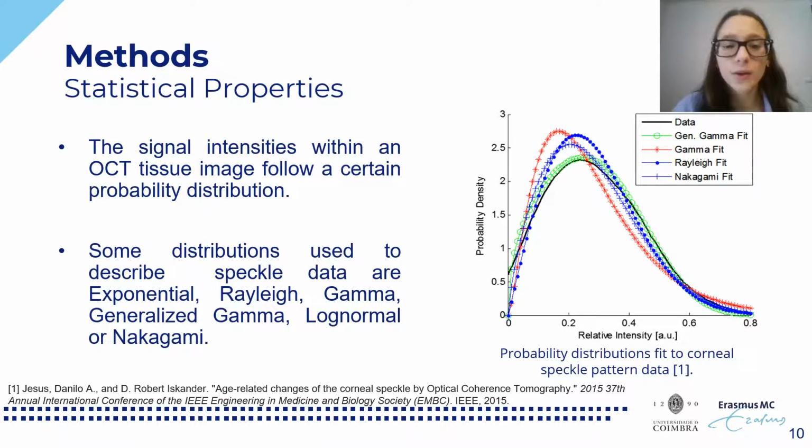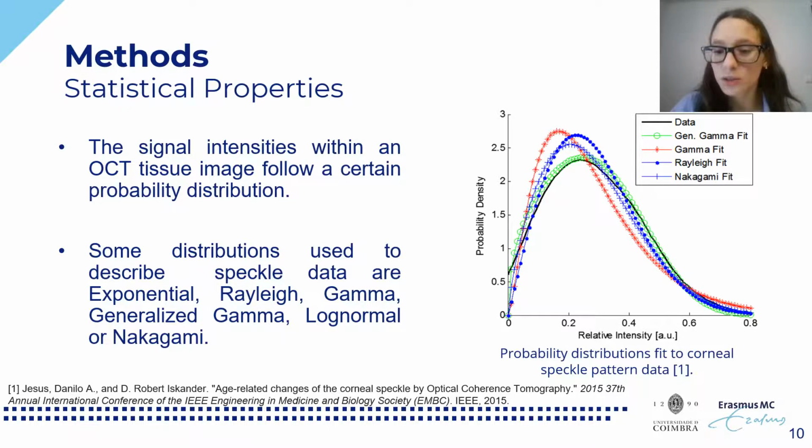Another very common and very popular method is analyzing the statistical properties of our image. Even though speckle formation is a random event, the signal intensities follow a certain probability distribution. Some examples of distributions that have been used to describe speckle data are the exponential, Rayleigh, gamma, generalized gamma, log normal, or Nakagami distribution.